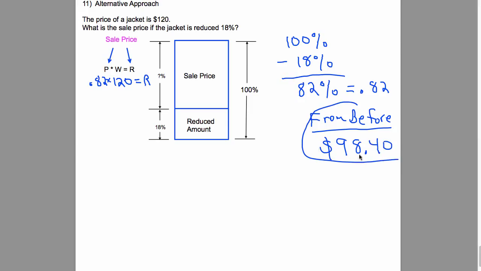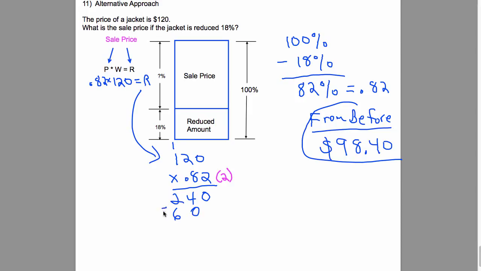So we better get that now when we do the multiplication. So 120 times 0.82 with 2 decimal positions here gives us 0, 4, 8, and 9. With 2 decimal positions, the answer is $98.40, the same thing we had before. So I hope that helped. If you like this approach, you can use this approach. Otherwise, feel free to use the original approach.